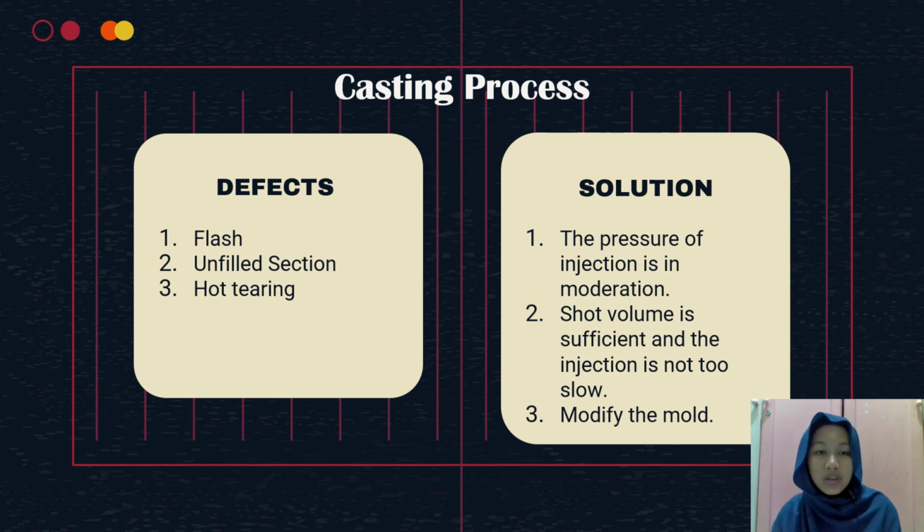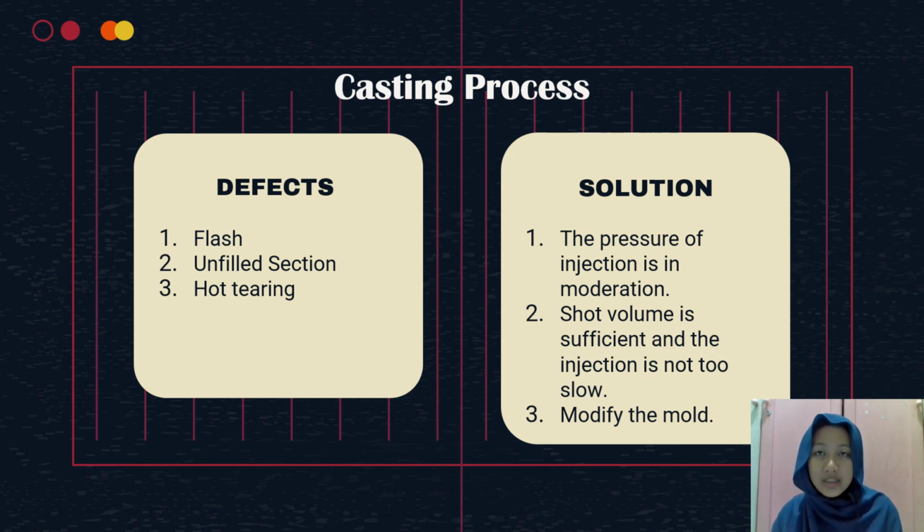Okay, so the second one is unfilled section. Unfilled section was caused by insufficient shot volume, injection that is too slow, and low pouring temperature. Okay, so the solution for this defect is to make sure that shot volume is sufficient and the injection is not too slow. Okay, the third one is hot tearing.